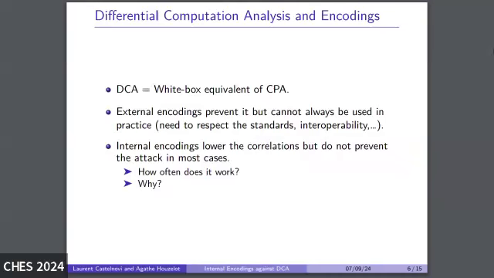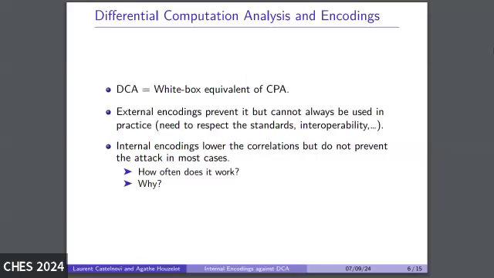So the side channel attack that is going to interest us today is called differential computation analysis, or DCA, and it is the white box equivalent of correlation power analysis, so CPA. And as its gray box equivalent, it consists in selecting a sensitive variable that only depends on a few key bits, then computing it according to all possible key guesses, and selecting the key hypothesis that gives the highest correlation between the trace points and the computed sensitive variables.